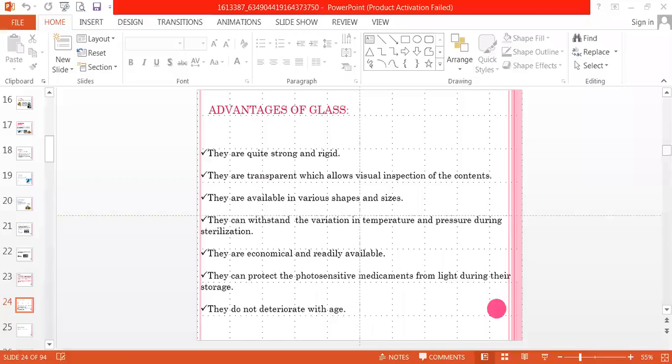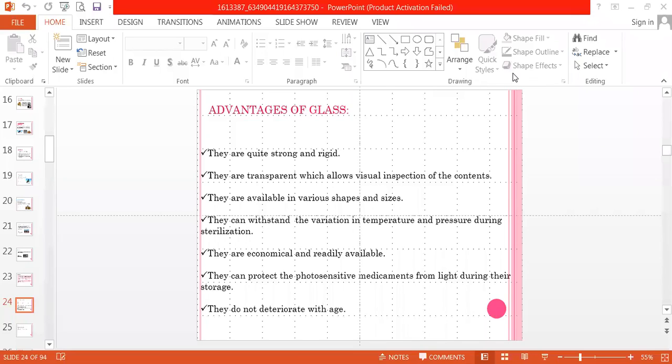Now, advantages of the glass. Already we have seen that glass is the material of choice for various kinds of sensitive dosage forms, especially those administered directly to the bloodstream, like injections and injectables, as well as vaccines, sera, and nasal dosage forms. Glass has versatile advantages, which is why it is used for this particular type of dosage form.